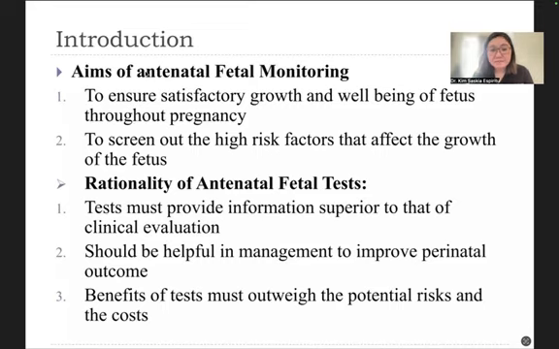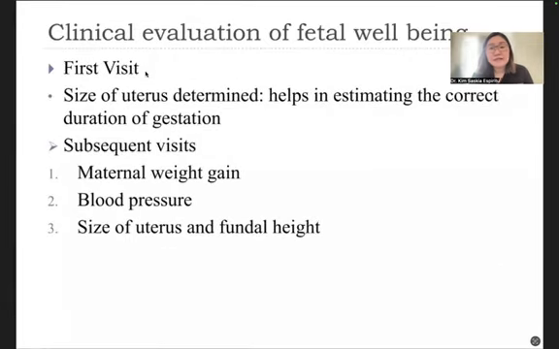The rationale of antenatal fetal testing is that it will provide information superior to that of clinical evaluation. This will be helpful in your management to improve perinatal outcome. The benefits of the test must also outweigh the potential risk and cost. For clinical evaluation of fetal well-being, during the first visit, we're going to check the size of the uterus. This will help estimate the correct duration of gestation.